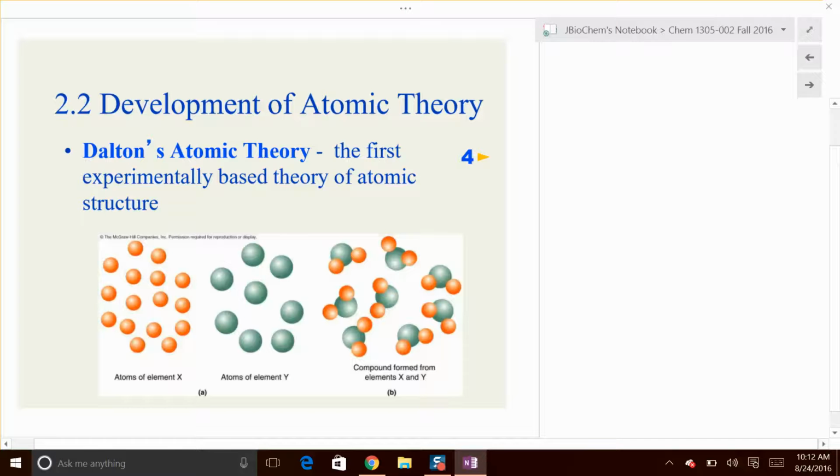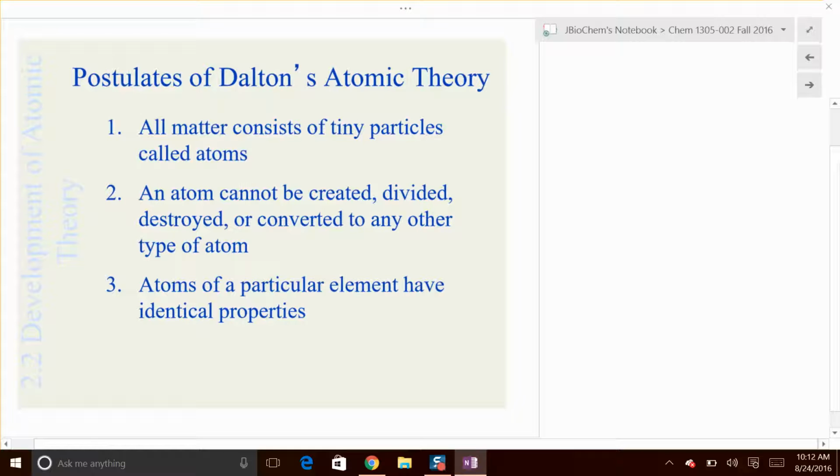Okay, so now let's talk about how we got this idea of the atom. Where did it come from? Dalton was one of the first scientists who actually did experimentally based theories of the atom. He did experimentation for the basis of his theories. He developed some very interesting theories about the atom that actually hold very close to true even today. And this was a long time ago.